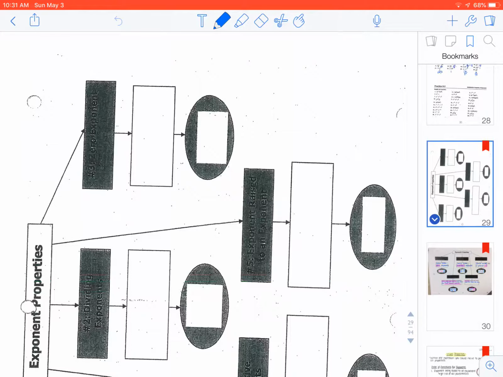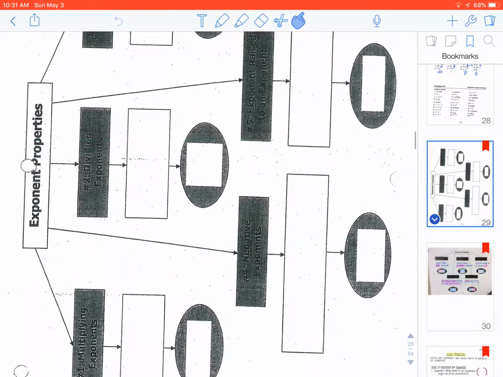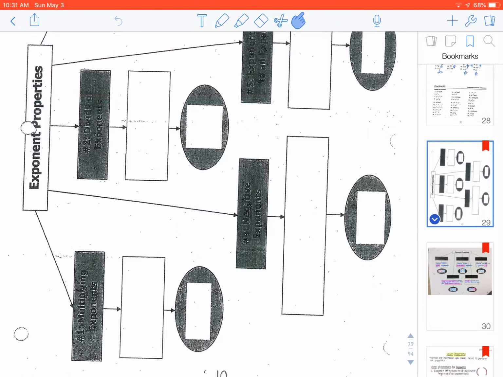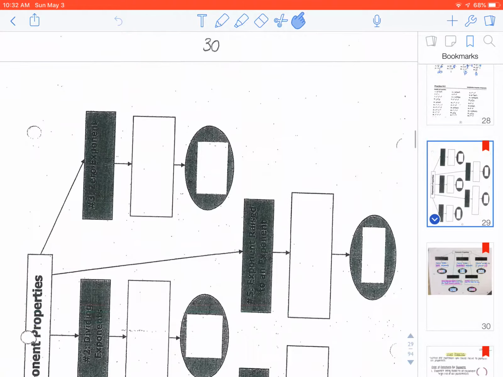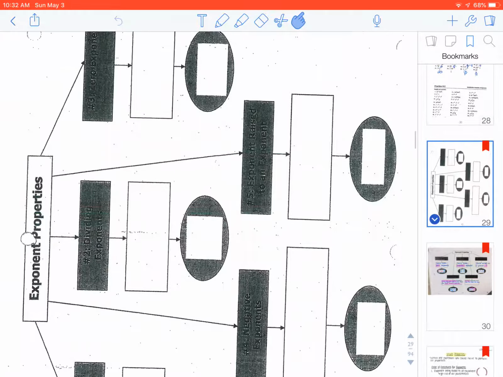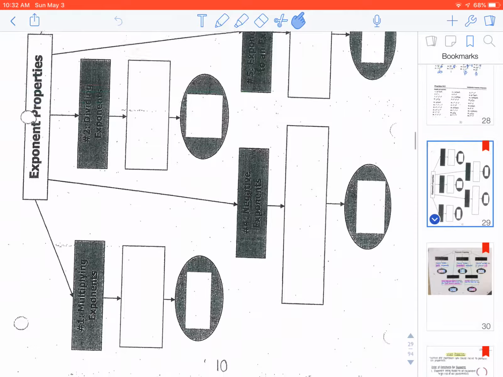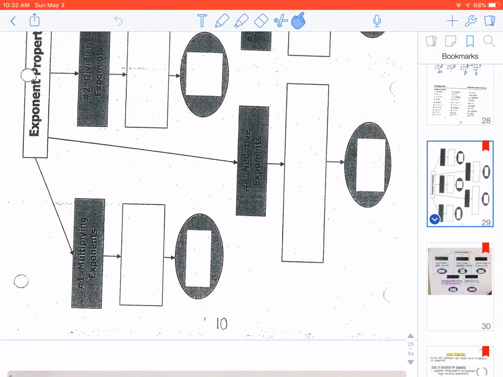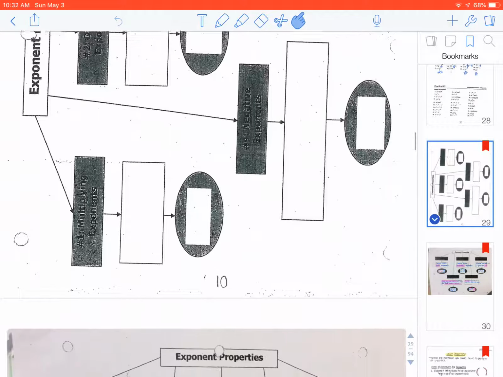Hello. In this lesson, I am going to review all 5 exponent properties. In the notes that you found on Google Classroom, this was the first page that's in your notes. So you have a blank chart. I know mine is the wrong way. But what I want you to do is pause the video and see if you remember what we need to do for each property.